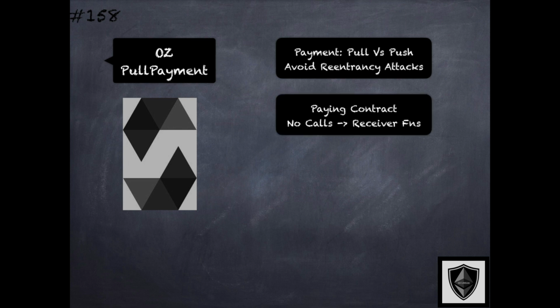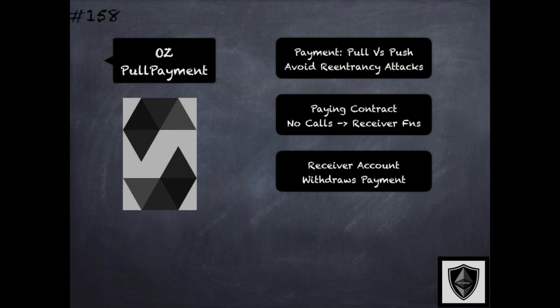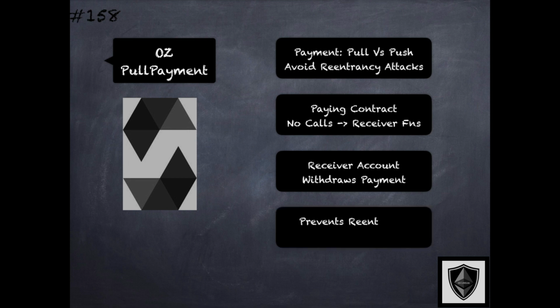So in the case of the pull payment library, the paying contract makes no calls on any of the functions of the receiver contract, because the receiver contract may be potentially malicious, and it's better for that receiving contract or account to withdraw the payment itself by using the notion of pull. So this prevents reentrancy by favoring the pull payment as opposed to the push payment, and therefore is standard security best practice that is recommended.